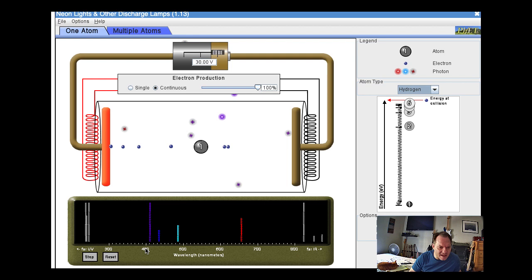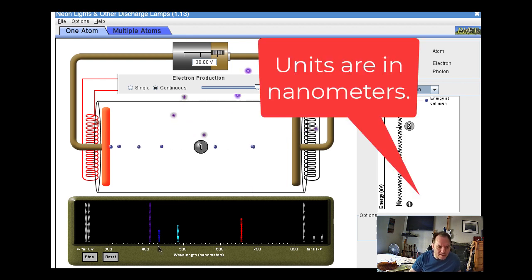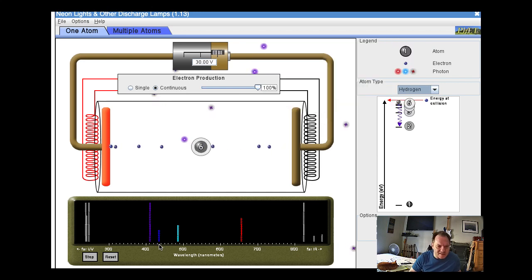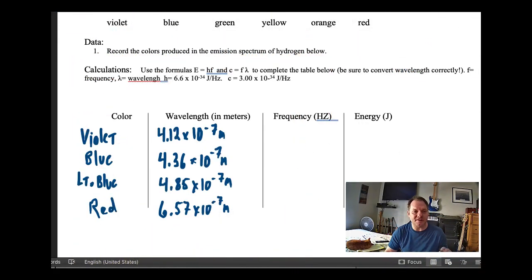So I see a violet line happening at about 412, a blue happening at 436, this light blue at 485, and this red happening at about 657 nanometers. So we're going to take this information and transfer it over to our labs, as I'll show you in a second. So I've taken the information from our spectrometer.